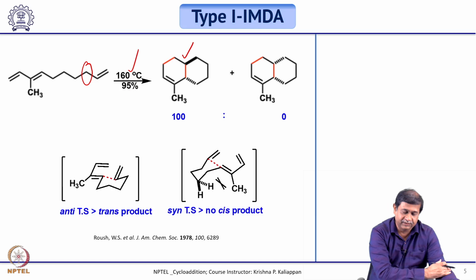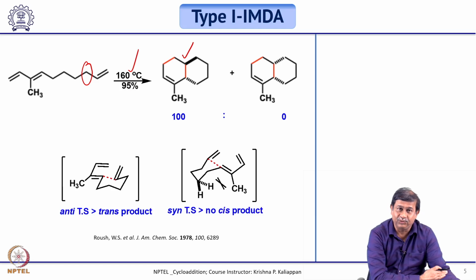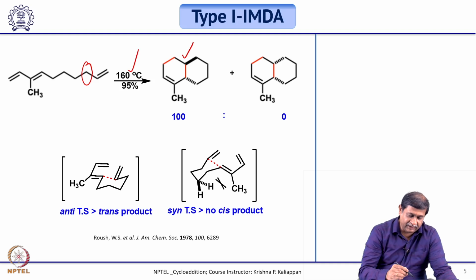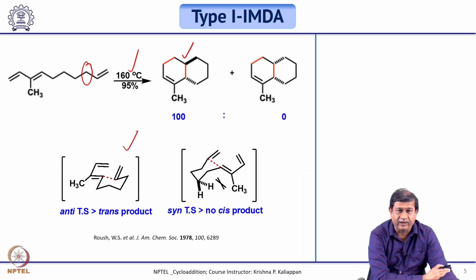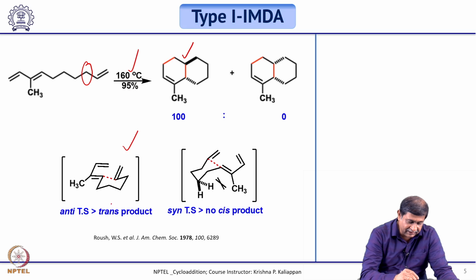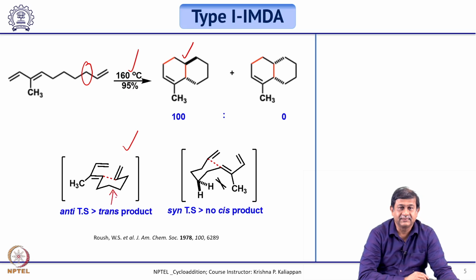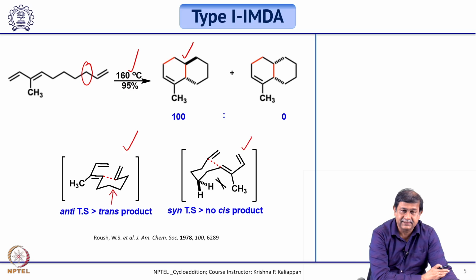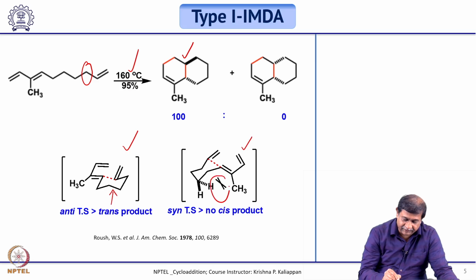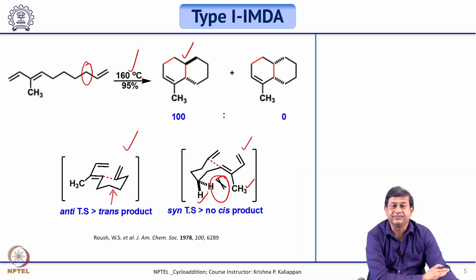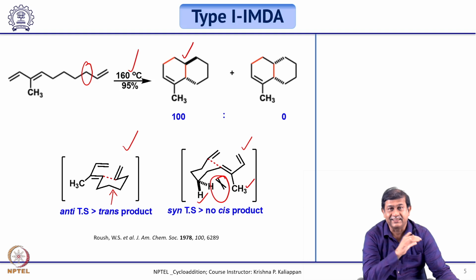Why? We already discussed this, why you get the trans isomer if there is no electron withdrawing group attached to the dienophile. Now if you look at these two transition states, in the trans product transition state you can see a very nice chair-like conformation, whereas in the cis transition state you will see a steric repulsion between this methyl group and this CH2. So that is why in such cases you always get the trans product.